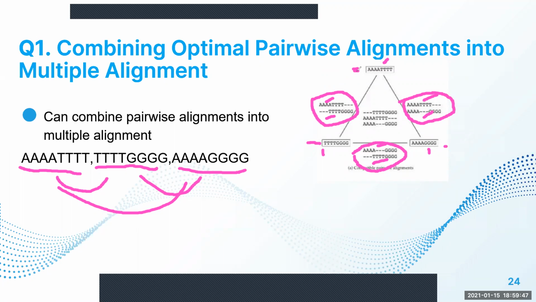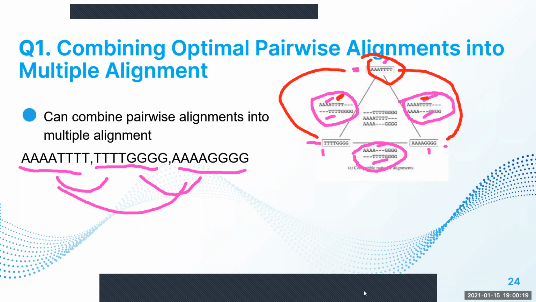We can do pairwise alignment, and that alignment will be consistent with the other. If we align the other two, this will be consistent. This alignment is consistent with both of these alignments. So you can do this one and check whether it actually works.